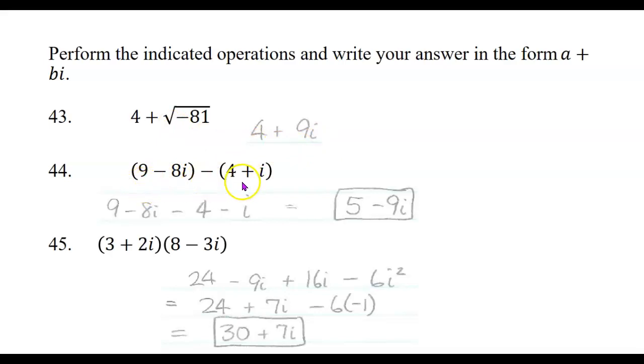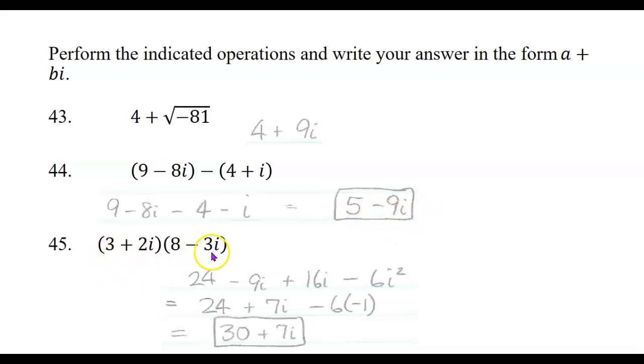In number 44, we are subtracting. We're taking 9 minus 8i minus 4 plus i. So 9 minus 4 is 5, and the minus 8i minus the i is minus 9i. So the answer is 5 minus 9i.